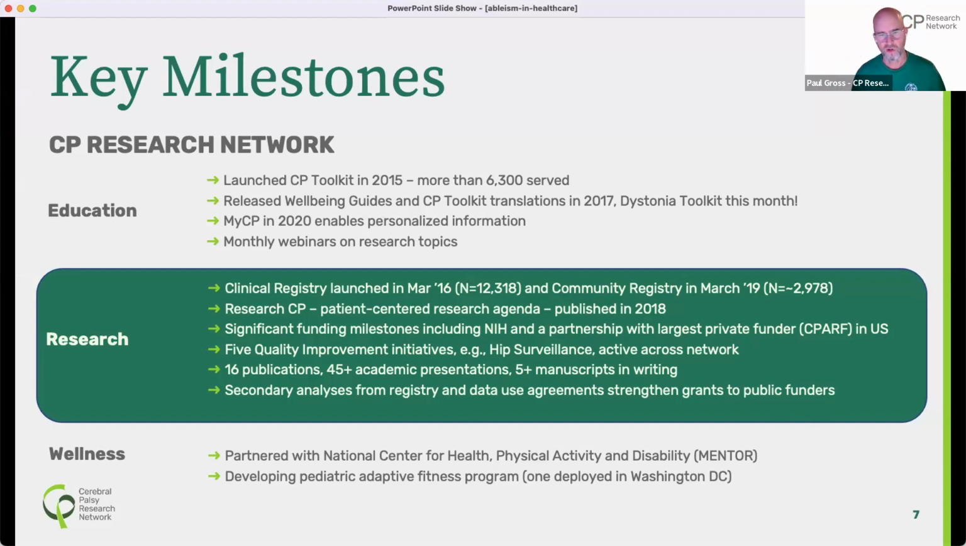And then on the wellness front, we tried a number of things, but we really partnered with the National Center for Health, Physical Activity, and Disability to create the Mentor program. If you haven't heard about this, go to our website and search for Mentor. It's a tremendous free program that we offer in partnership with NCPAD. And we're working on developing a similar type of program for pediatrics.